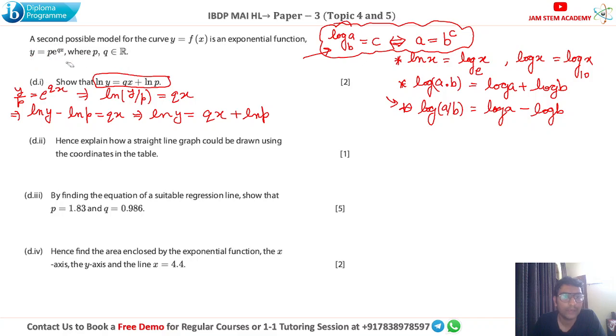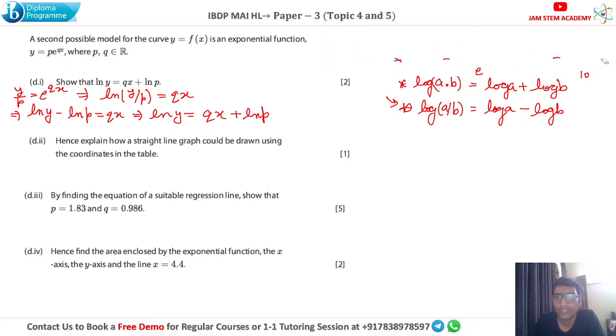Now, after this, the next part says explain how a straight line graph could be drawn using the coordinates in the table. It means for the above part, we have to show that there is a linear equation corresponding to this.